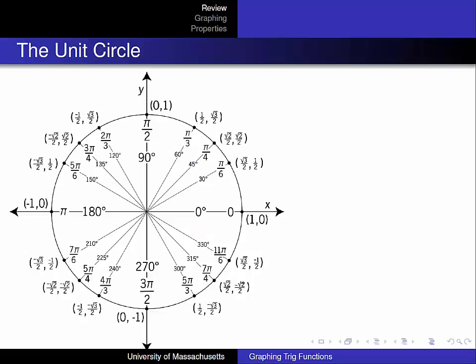We know that for any point x, y on the unit circle, x is cosine of theta and y is sine of theta, where theta is the angle between the positive x-axis and the radius between the origin and that point. So for example, if we're looking at the point 0, -1, our theta value is 3 pi over 2. And cosine of 3 pi over 2 is 0, and sine of 3 pi over 2 is -1, since we're at the point 0, -1.